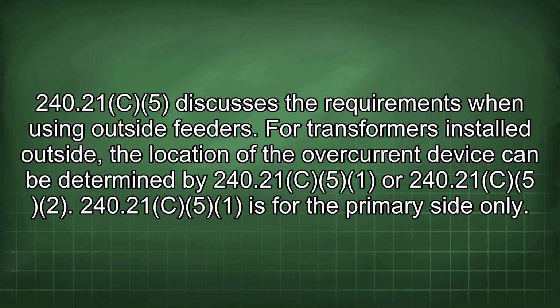240.21(C)(5) discusses the requirements when using outside feeders. For transformers installed outside, the location of the overcurrent device can be determined by 240.21(C)(5) or 240.21(C)(5). 240.21(C)(5) is for the primary side only.